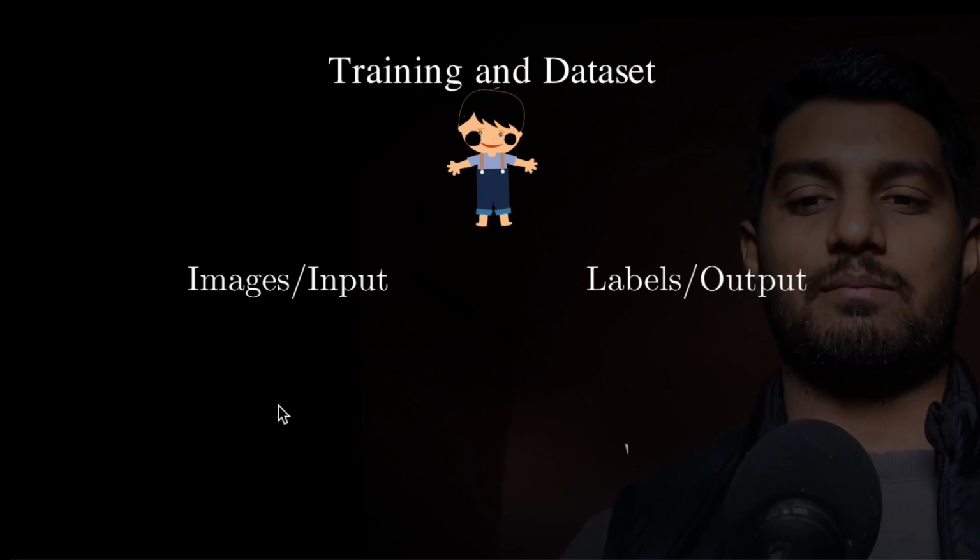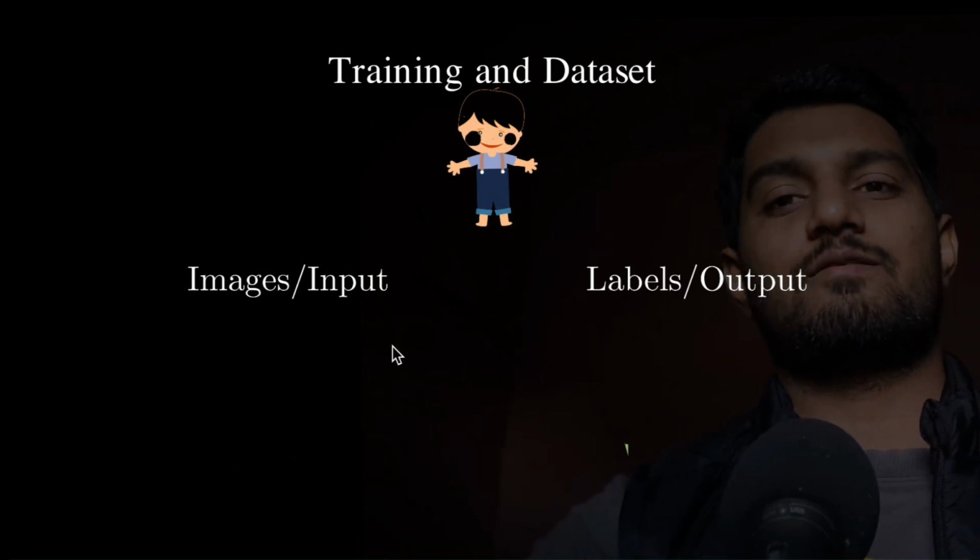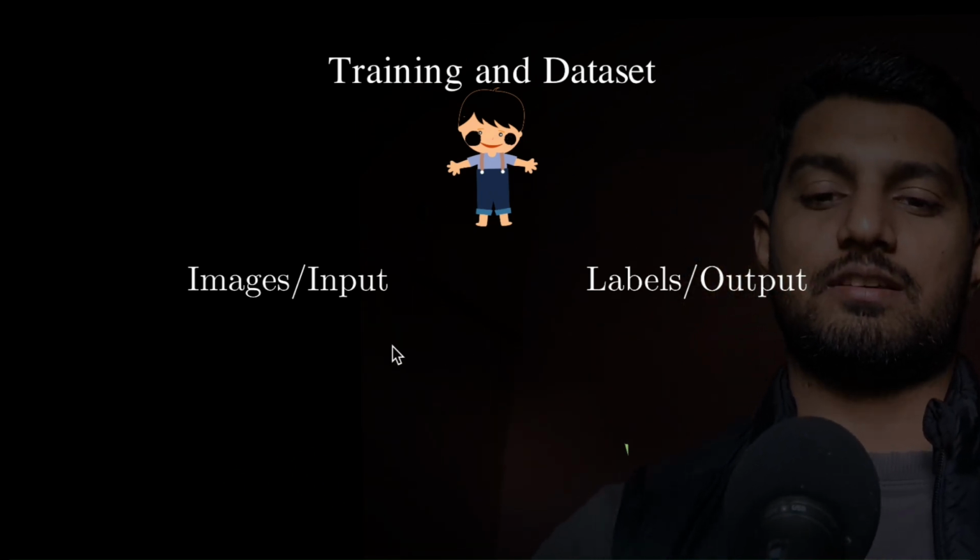We have input and we have a label. That is how we teach a kid, and in the same way we teach AI and machine learning.